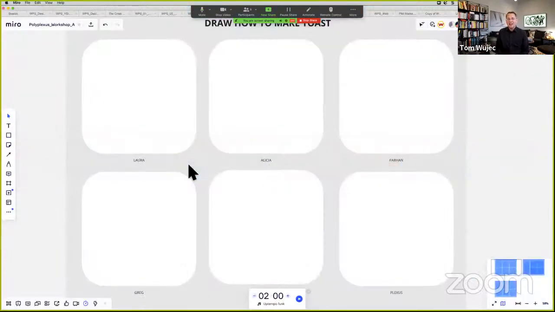So Miro is an online collaboration tool, and we're going to experiment by actually having people draw on toast. It's going to be a mess, but it's going to be fun. So this also just gives you a chance to spend 2 minutes.